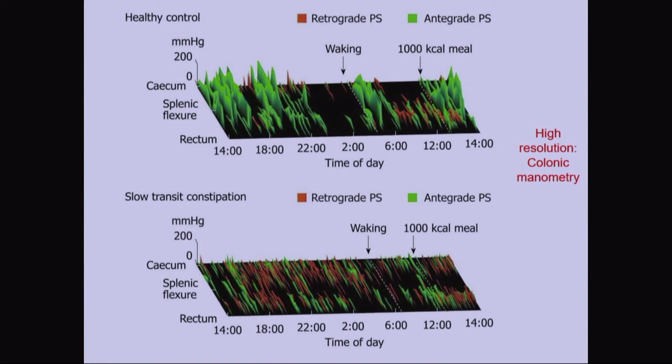But in a patient with chronic constipation, this is altered, and you can see that the contractions first have lower amplitude. They don't come all the way down to the rectum. They are present all through the day and night. They are not increased during waking time, and the response after a meal, that is the gastrocolonic response, is blunted.